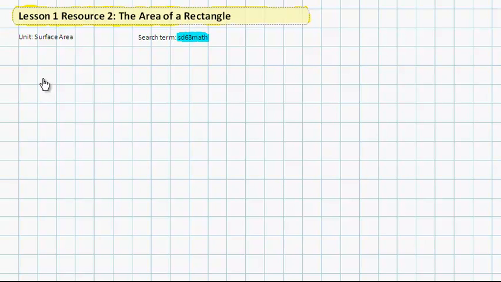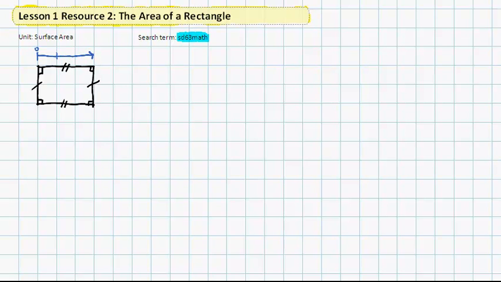Lesson 1, Resource 2, the area of a rectangle. A rectangle is a shape that is bounded on four sides. There are right angles throughout, and sides opposite each other are equal in length. These are, and those are. So that's a rectangle.